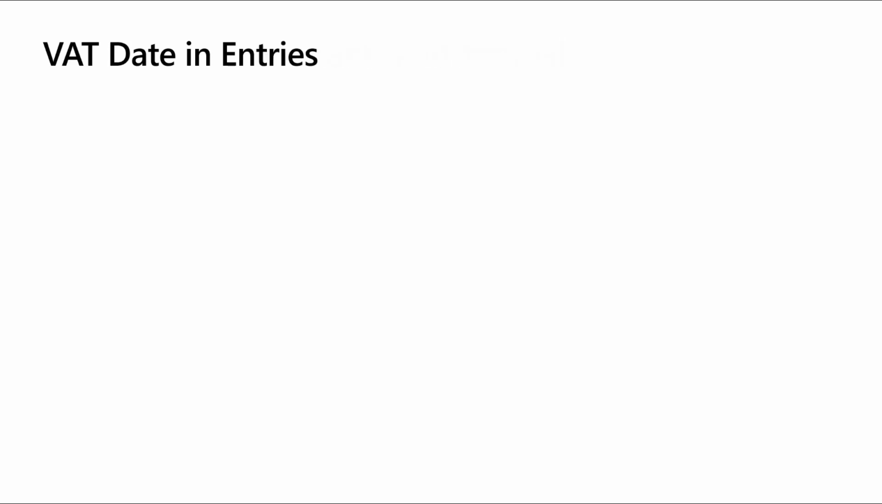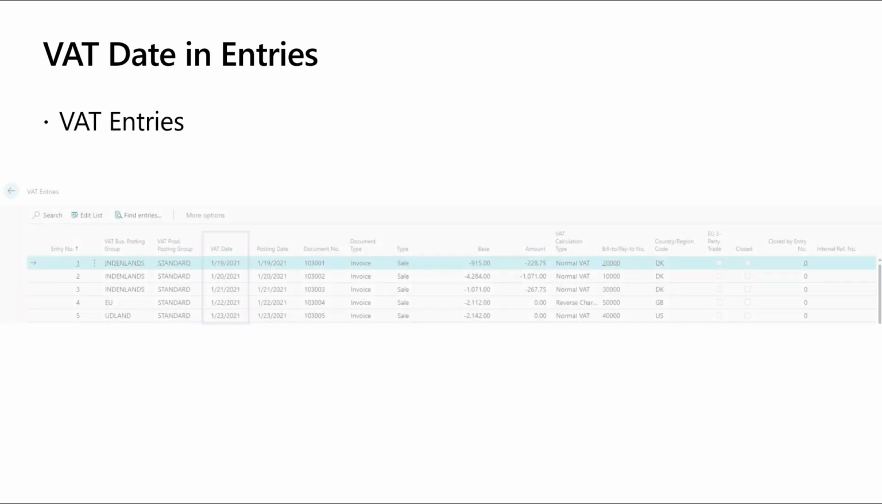Now, when you look at where we have VAT date in entries, I already mentioned where we have this VAT date flow, but let's look at how it looks. First, on VAT entries, you can find that VAT date is in the first place, before posting date, because VAT entry is primarily sorted based on VAT date. This is the date which we will use for reporting.